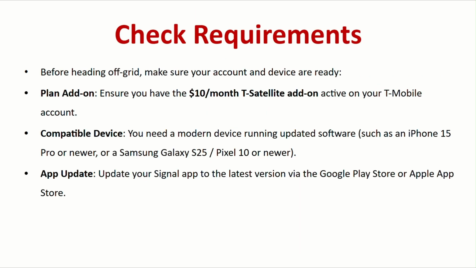Check the requirements. Before heading off grid, make sure your account and devices are ready. Ensure you have the $10 per month T-Satellite add-on active on your T-Mobile account. You need a modern device running updated software, such as an iPhone 15 Pro or newer, or a Samsung Galaxy S25, Pixel 10 or newer. Update your Signal app to the latest version via the Google Play Store or Apple App Store.